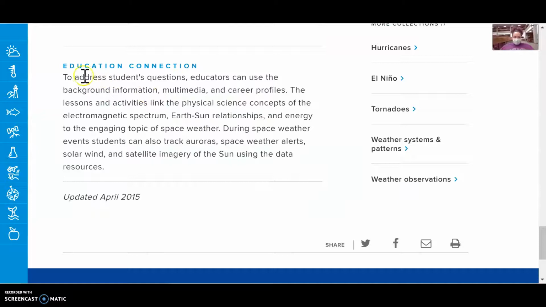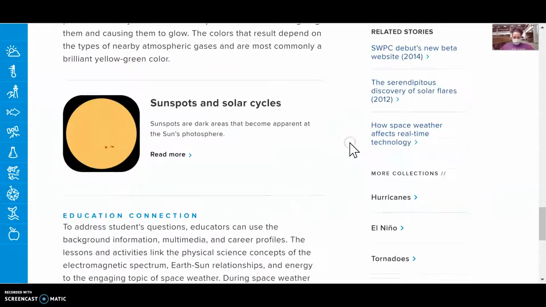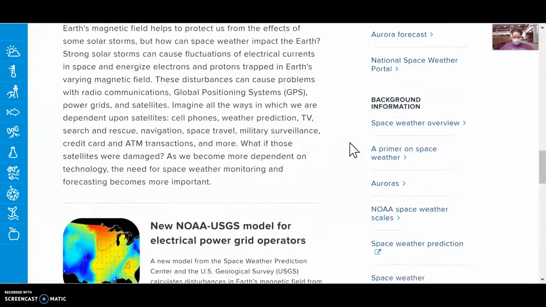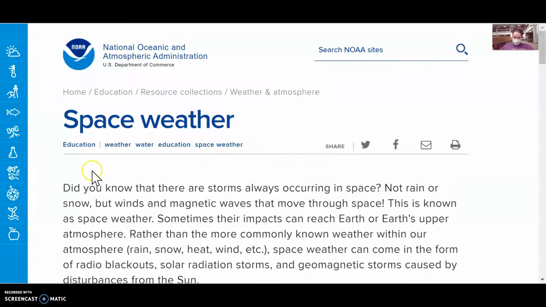And so down here at the bottom, I really like that there were educational questions that you could use to address some of those student misconceptions that they might have, but being able to relate and show that the weather is also something that we have to think about in space. Connecting those two terms with our ESS standards would be super, super important.